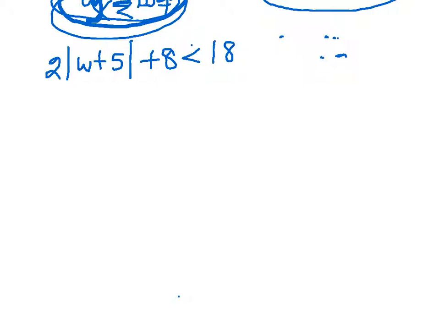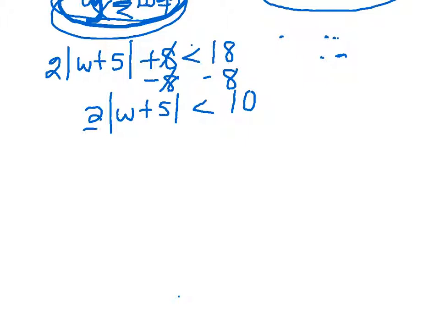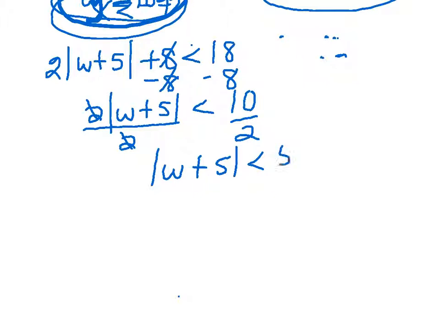So the first thing you want to do is subtract the 8 to get rid of it. The 8s are going to be gone when we rewrite. 2 absolute value of w plus 5 is less than 18 take away 8 is going to give us 10. Now we're going to divide both sides by 2 to cancel it out from this side. What we do to one side, we do to the other. So now we have w plus 5 in absolute value, less than 5.